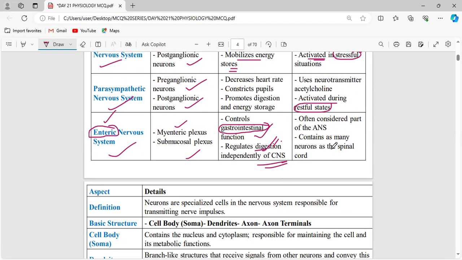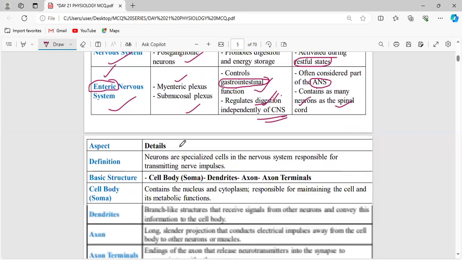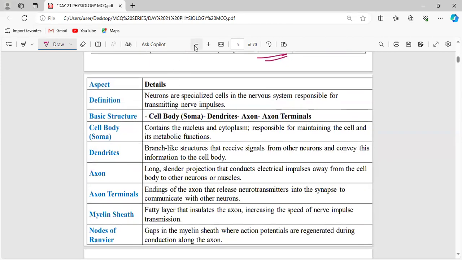Right, now see, it is often considered a part of the autonomic nervous system. So you should know that not only the sympathetic and parasympathetic nervous systems are components of the ANS, the enteric nervous system is also considered a part of the autonomic nervous system, and it also has neurons as the spinal cord does.